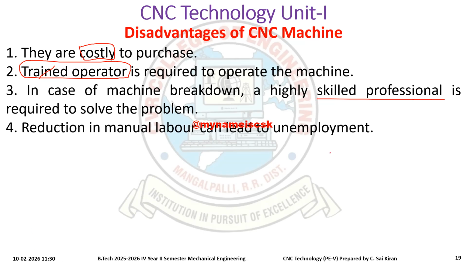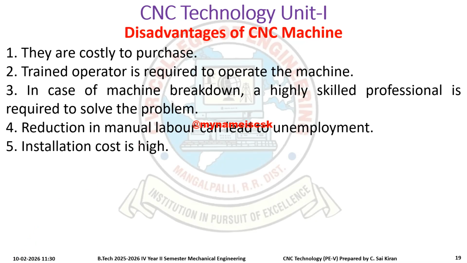And next, the reduction in manual labor can lead to unemployment. If you are using more CNC machines, unemployment will increase, because the need for manual labor is very low. We are reducing the manual labor, so unemployment will increase. If all the industries take up CNC, then unemployment will increase.